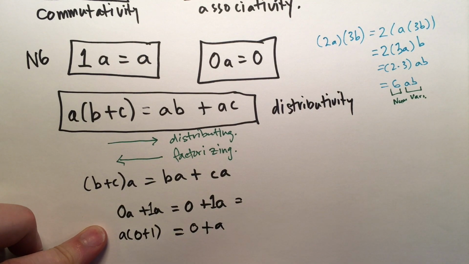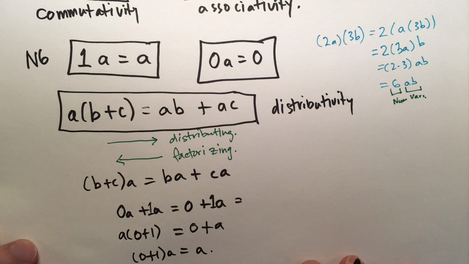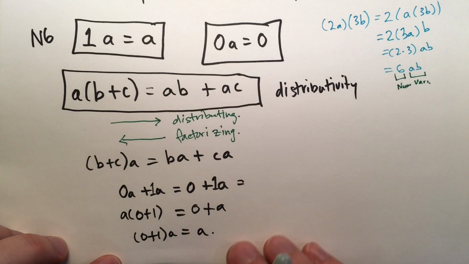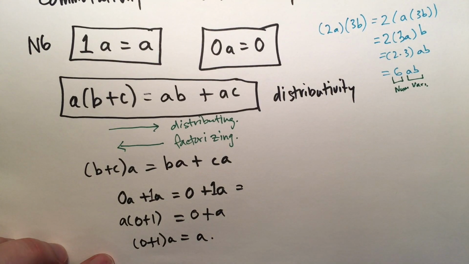And what does he do next? 1 plus 0 times A equals 1A equals A. So that's what he proves. Therefore, 0A has to be equal to A, 0. We didn't even have to assume that 0A was 0. We can prove it just by using distributivity. All right? That's good and fun.